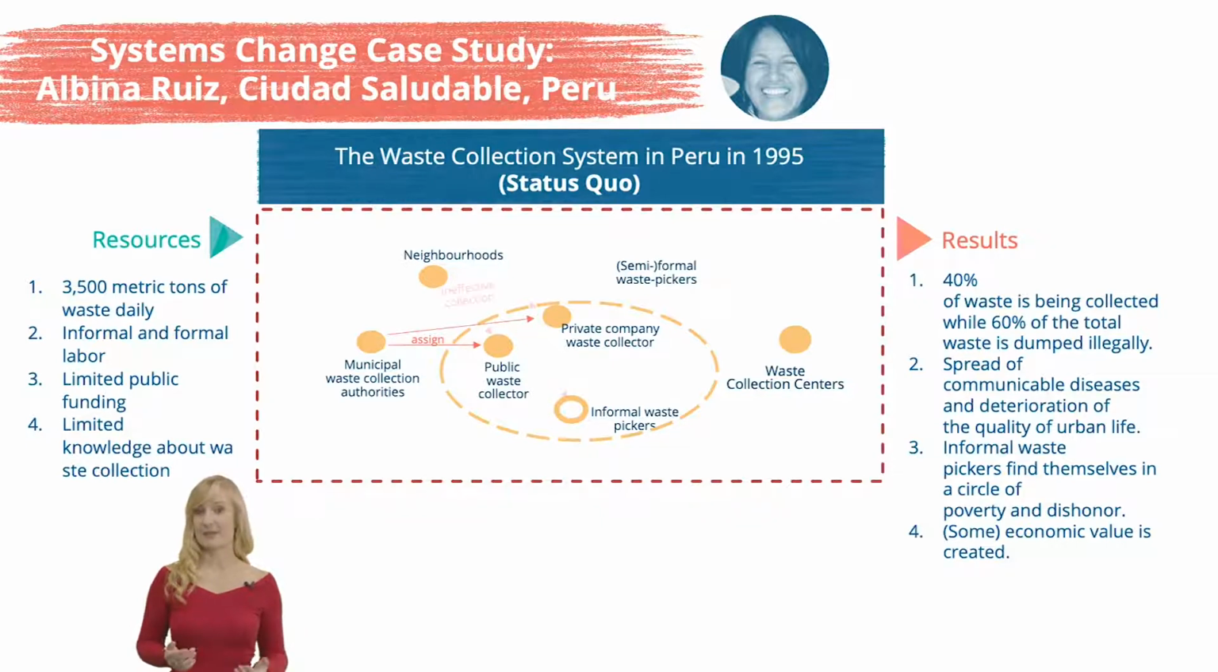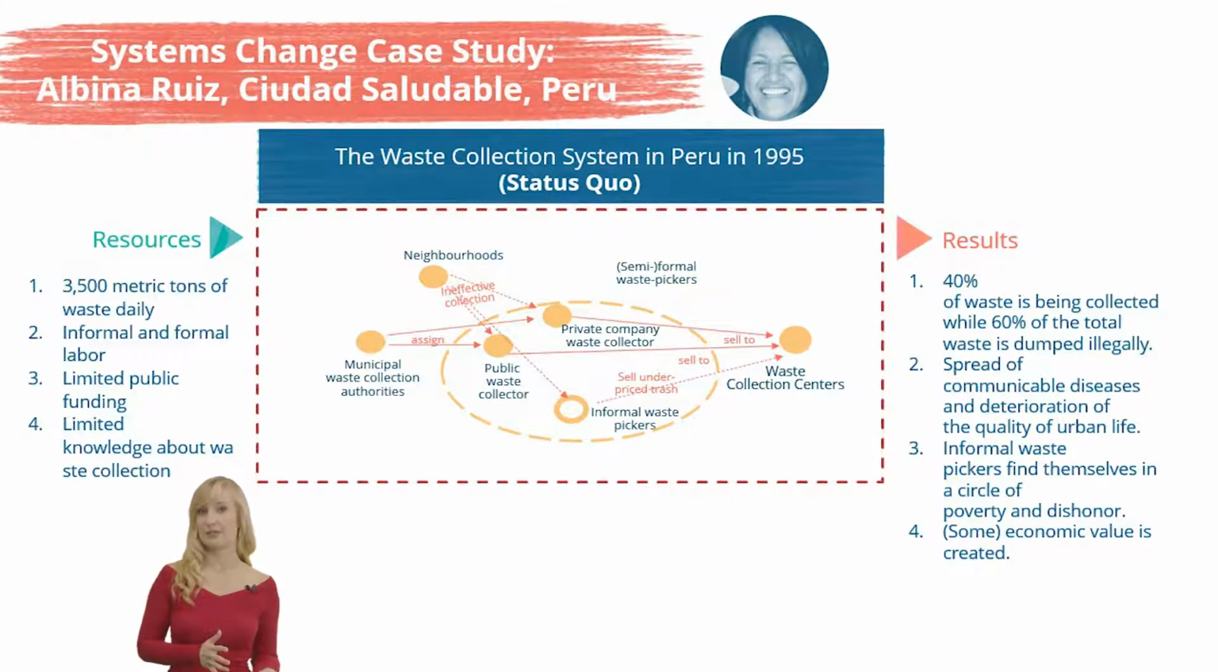Waste collection centers buy the collected waste from public and private waste collectors. Informal waste pickers, instead of being integrated into the municipality's formal waste collection system, operate informally in parallel ways. Some waste collection centers use the state to their benefit and buy waste from waste pickers under precarious conditions. Later in this exercise, we will explore how the role of informal waste pickers and the nature of their relationship with other stakeholders could be different.